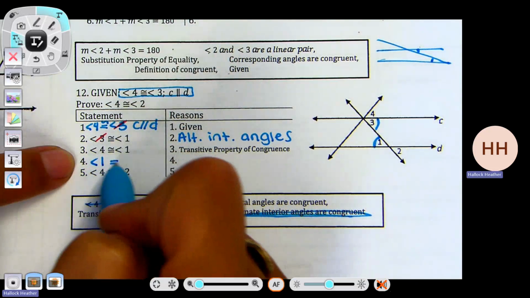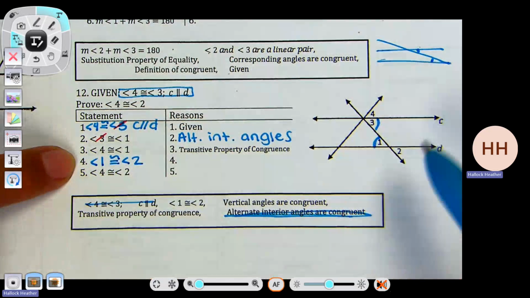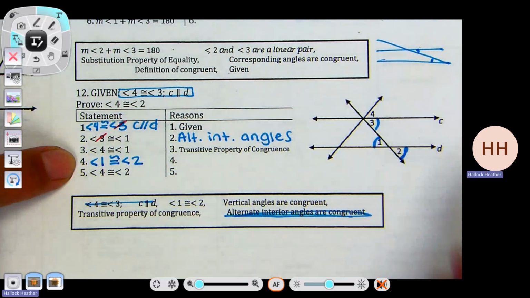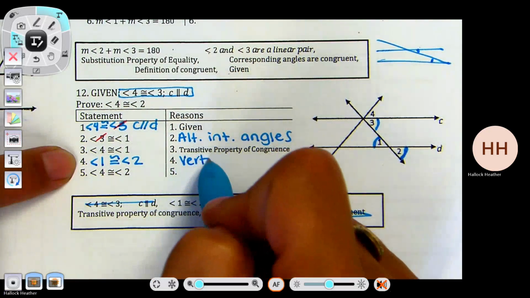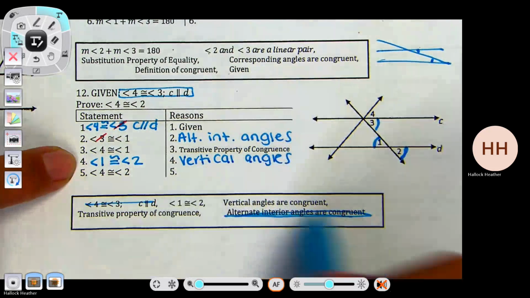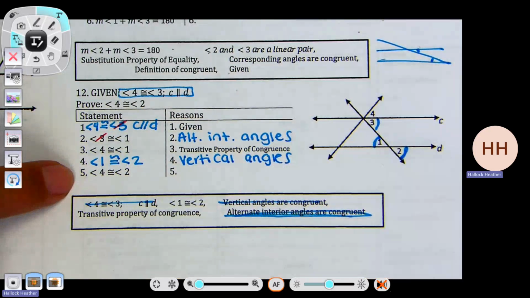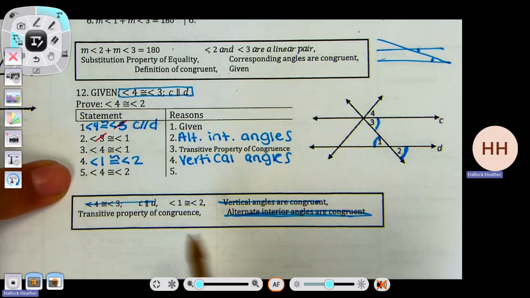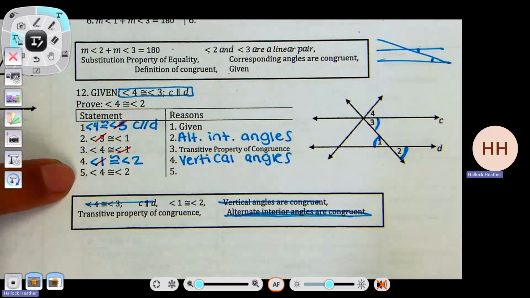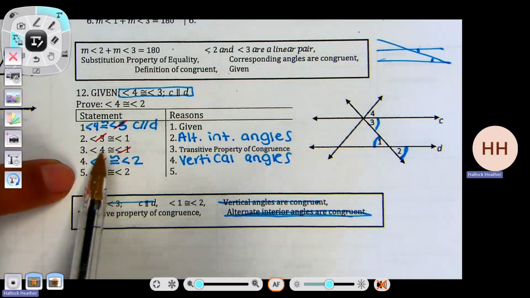So angle 1 is congruent to angle 2. And how do I know angle 1 is congruent to angle 2? Because they are vertical angles. And then same thing, they're saying 4 and 2 are congruent. The reason why is obviously because it's the one last option, transitive property. They're taking out the middleman, which is angle 1, and saying 4 is congruent to 2. If I know 4 and 1 are congruent, and 1 and 2 are congruent, then that means 4 is congruent to 2.